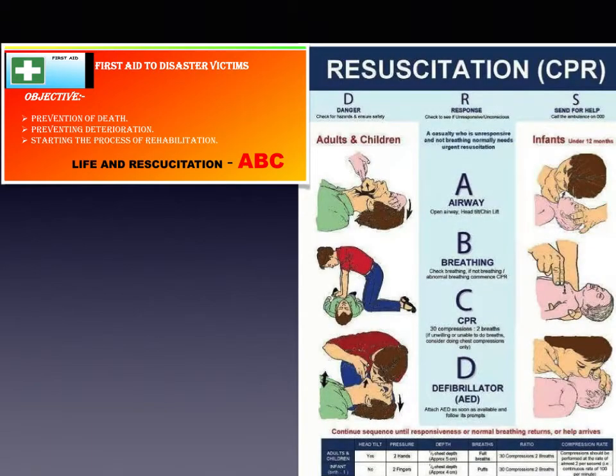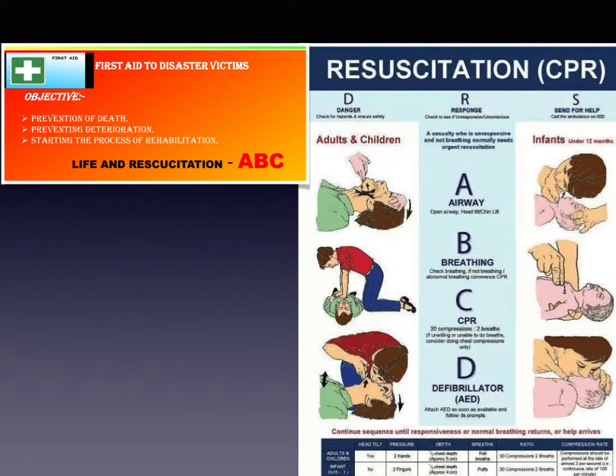Now next we shall see first aid given to disaster victims. The objective of first aid is prevention of death, preventing deterioration, starting the process of rehabilitation, life and resuscitation, ABC. Now what are A, B and C? First, A stands for airway. If the victim has difficulty breathing, the head should be held in a backward sloping position or the chin should be raised so that the respiratory passage remains open, as you can see in the picture.